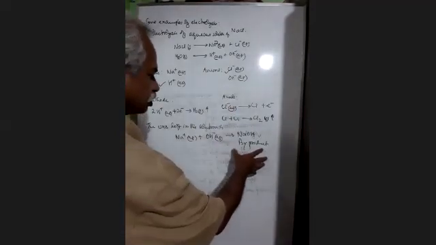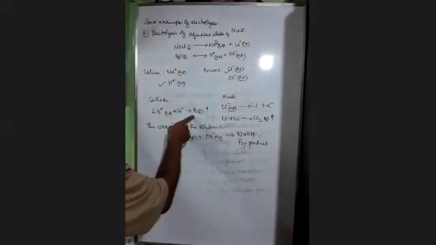Castner-Kellner process. So in Castner-Kellner process, we use this method not to prepare hydrogen and chlorine, just to prepare sodium hydroxide. And in Castner-Kellner process, mind it dear, hydrogen and chlorine are the very important byproducts.